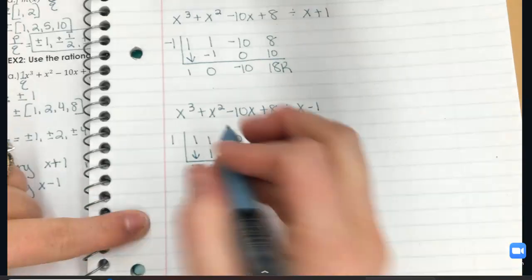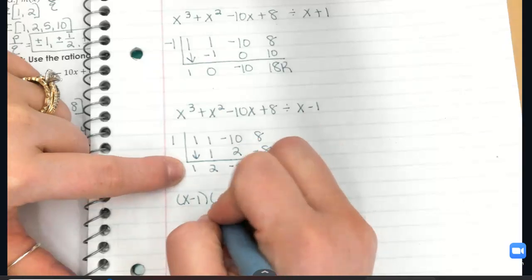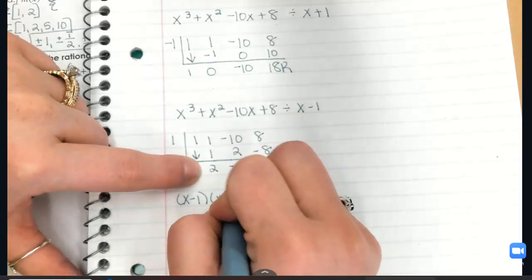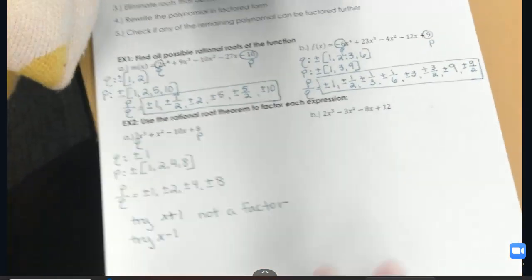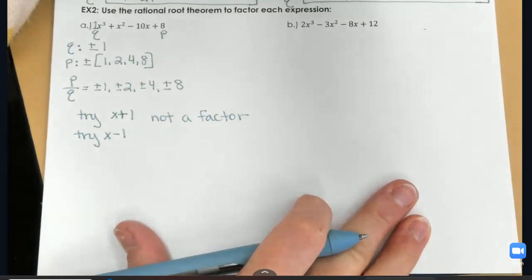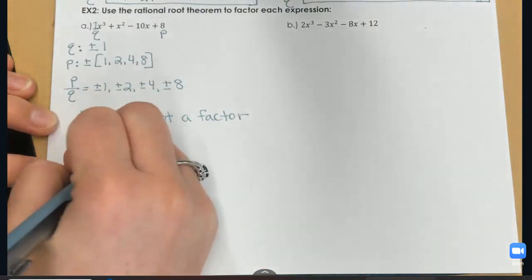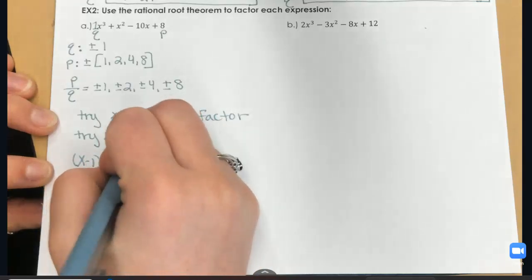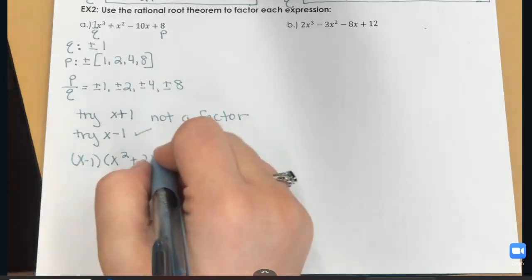And if I were to factor out x minus 1, what I would have left over is x squared plus 2x minus 8. So back to our original task at hand. We found a factor successfully, and what we have now is x minus 1 times x squared plus 2x minus 8. Now we're at a quadratic. That's what we wanted, right?